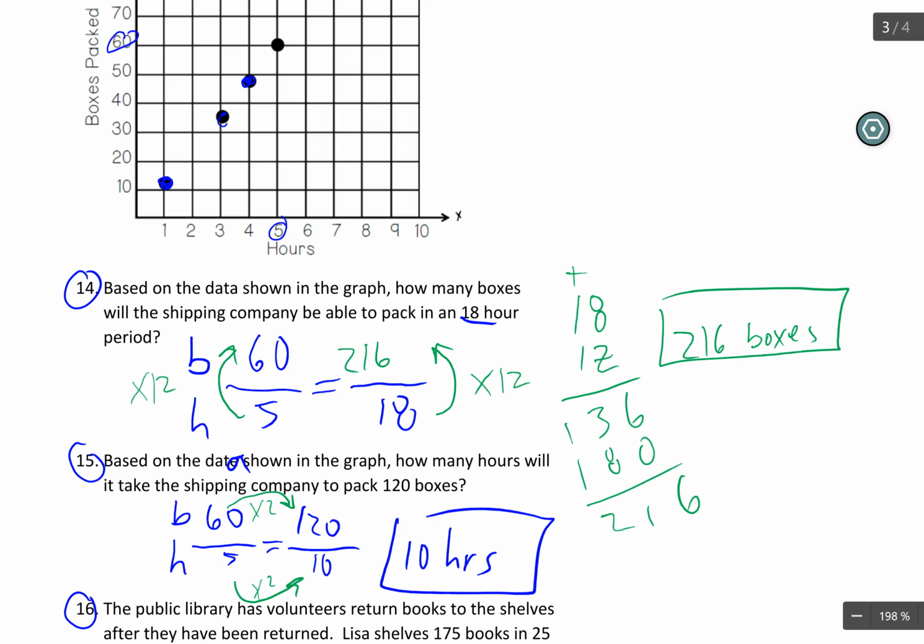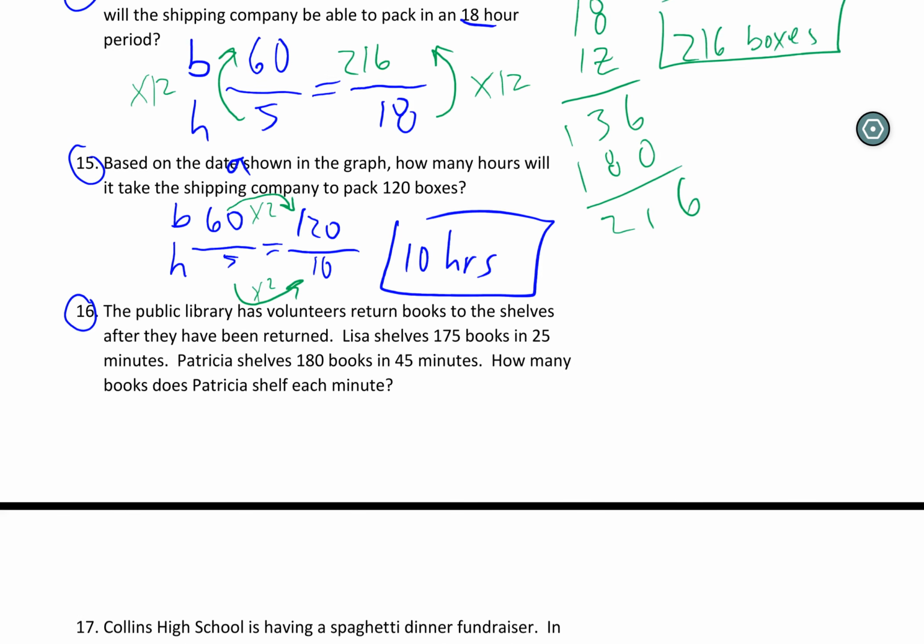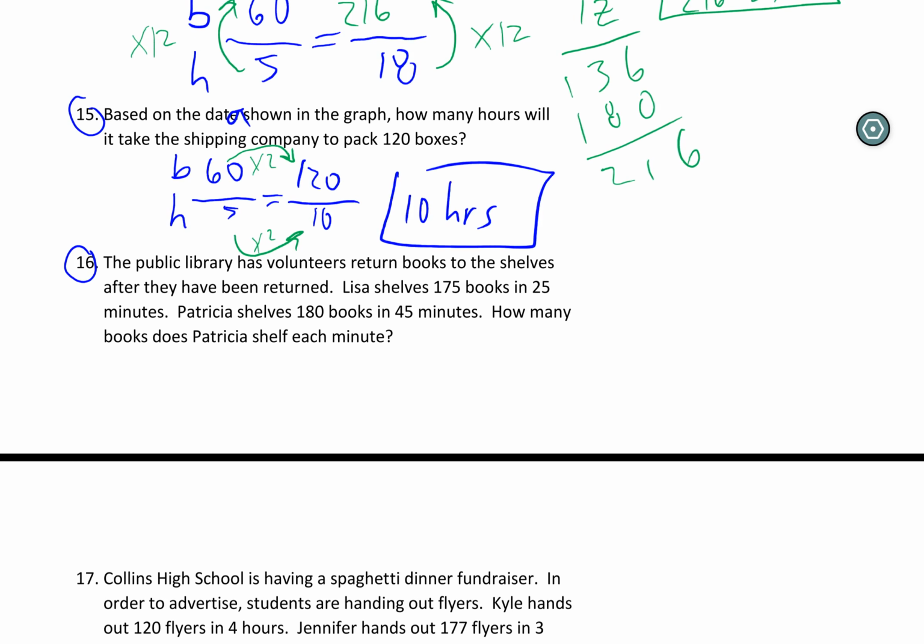Question number 16. The public library has volunteers to return books to the shelves after they've been returned. Lisa shelves 175 books in 25 minutes. Patricia shelves 180 books in 45 minutes. So we have books in minutes. And the question is, how many books does Patricia shelve each minute? We have the word each, so we know that's going to be 1 minute.